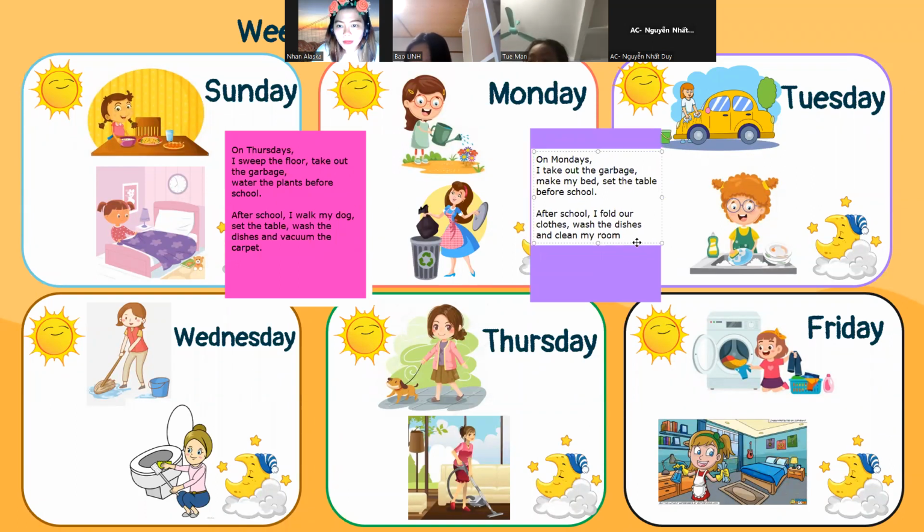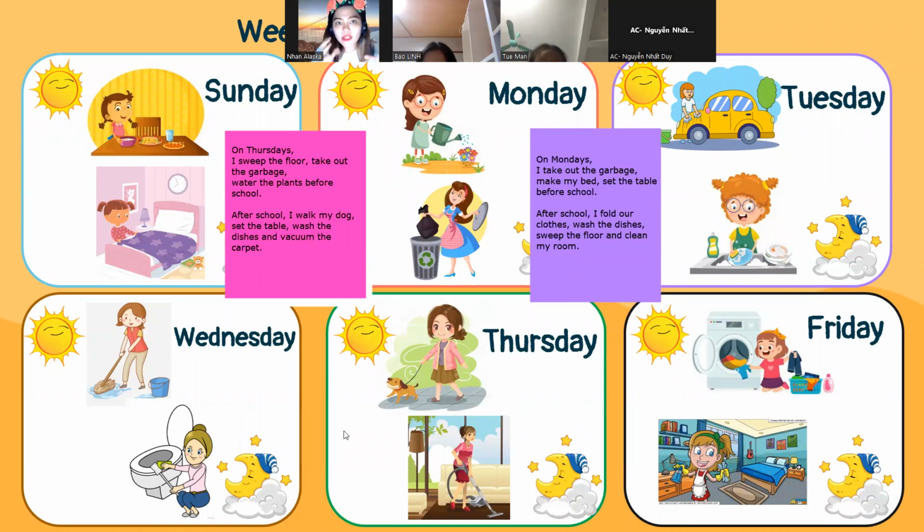Do you want to add more, Baoling, or that's it? And sweep the floor. Okay, so here I'll be adding in here. I'm asking because maybe you want to add more. So on Mondays, I take out the garbage, make my bed, set the table before school. After school, I fold our clothes, wash the dishes, sweep the floor, and clean my room.